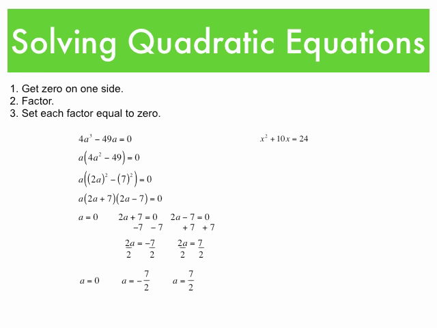Okay, next example. First, get 0 on one side. Subtract 24 from both sides. So I have x squared plus 10x minus 24 equals 0. Now I will factor. So factors of 24, let me try 12 and 2. Yep, that'll work. So I have x plus 12 equals 0, x minus 2 equals 0. Solve those, x equals negative 12, or x equals positive 2.